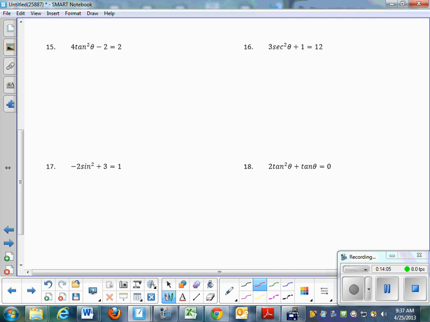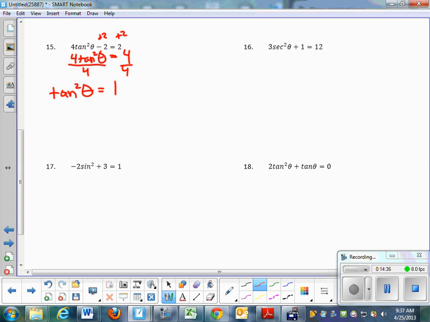What do you think we do to both sides first? We add the 2. And I get 4 tangent squared of theta is equal to 4. Not yet. What do I do now? First, divide by your 4. In that case, yes, it would work to square root both sides, but normally you wouldn't want to do that. So I get tangent squared of theta is equal to 1.